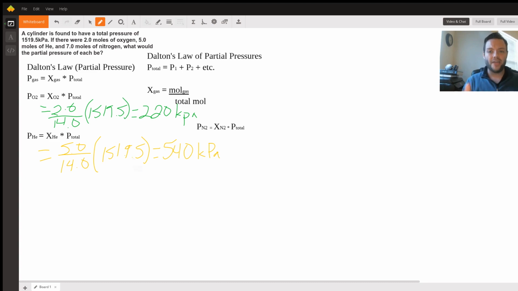Lastly then, for the nitrogen. Nitrogen has 7 moles present in the container out of the 14 that there are total, times the pressure of 1519.5 kPa, and keeping it to 2 significant figures means that we'd have 760 kPa for the pressure of nitrogen.